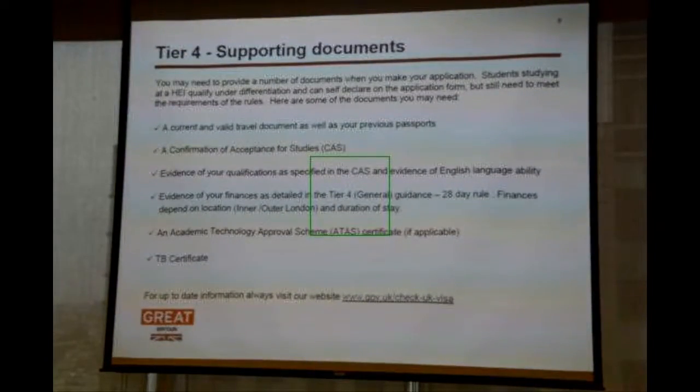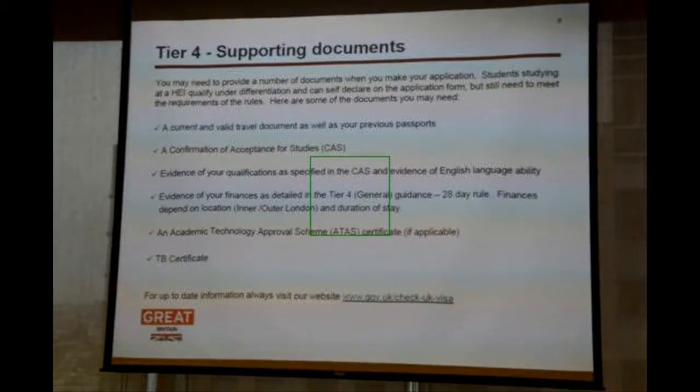So, the supporting documents. Now, we have something called differentiation, which basically means that the Tier 4 students, the Taiwanese nationals that apply in Taiwan, you don't necessarily need all of these documents, okay? But what you do need to do is make sure that you still meet the immigration rule. Okay, so you don't need the financial documents, but you have to make sure you meet the 28-day rule. Okay, you don't need to submit original certificates, but you do have to make sure that you have in your possession all the certificates listed on the CAS document.